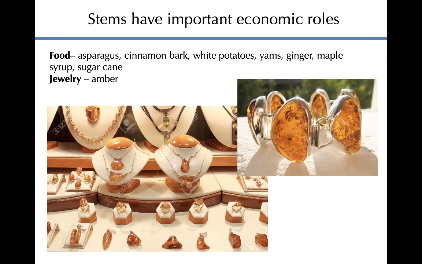Economically, we also sell jewelry made of amber, and amber is a fossilized form of resin from the tree. Resin is different than sap. Sap is the fluid that's carrying the sugars through the phloem of the tree. Resin is like a semi-solid substance trees secrete when they're damaged to help protect from infection. And so this fossilized amber is very beautiful and highly sought after in jewelry.